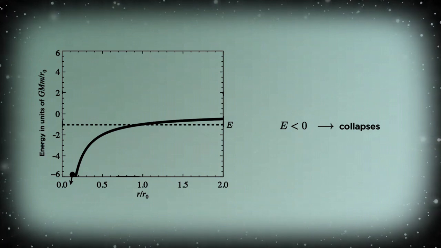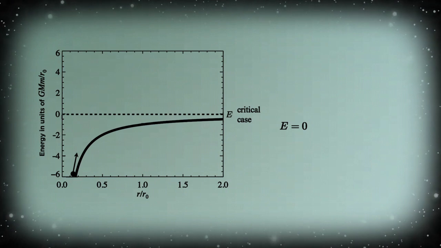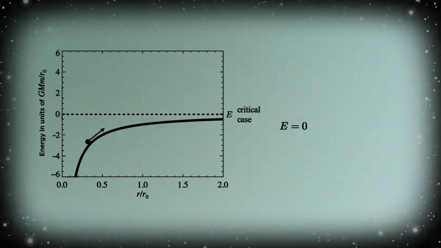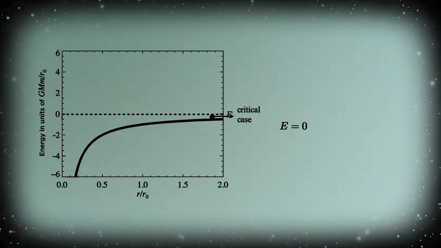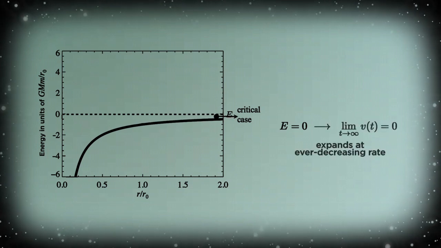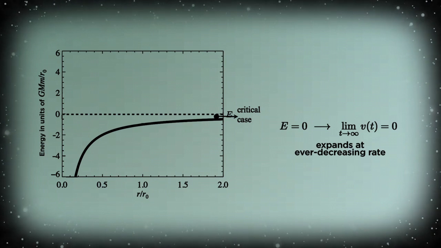And in between these two cases is a special case, when the total energy is exactly zero. That's like a spaceship with an initial speed exactly equal to the escape velocity. It corresponds to a universe that keeps expanding, but at an ever-decreasing rate. In this model, the fate of the universe depends on its total energy. If we could measure the total energy of the universe, we'd be able to determine its fate.